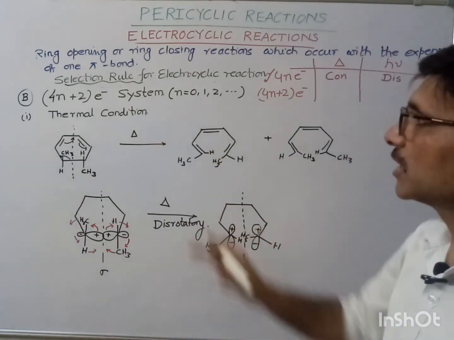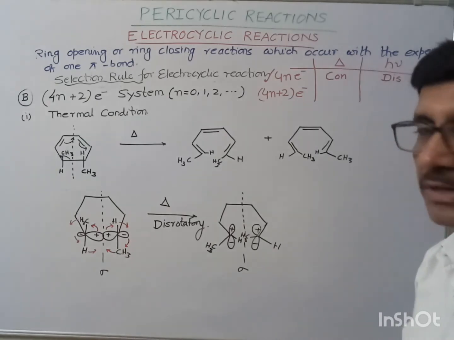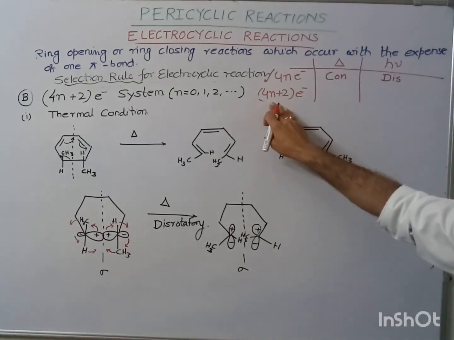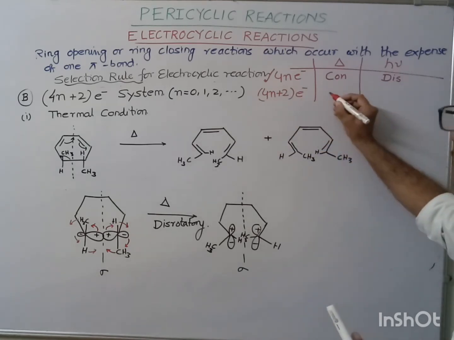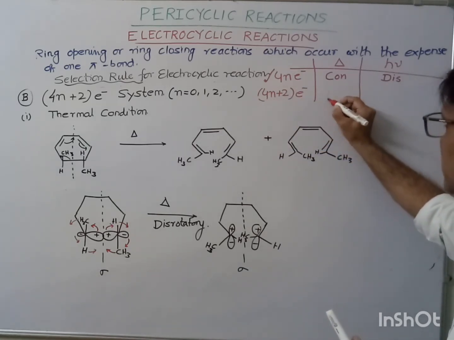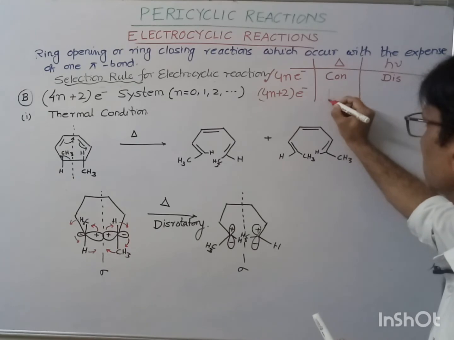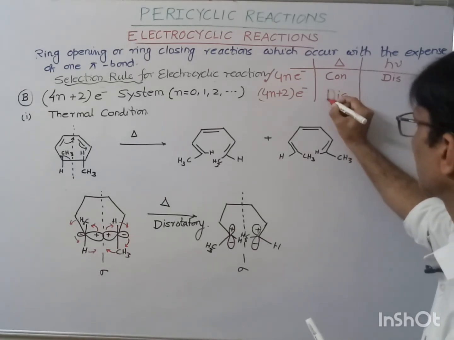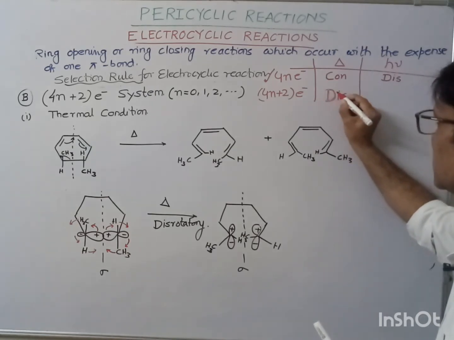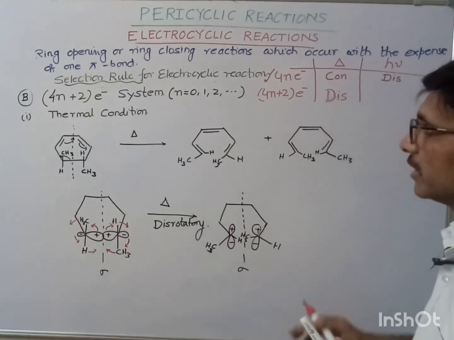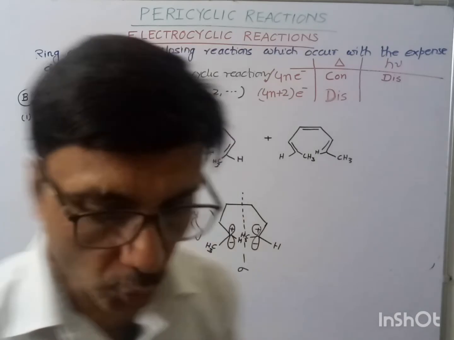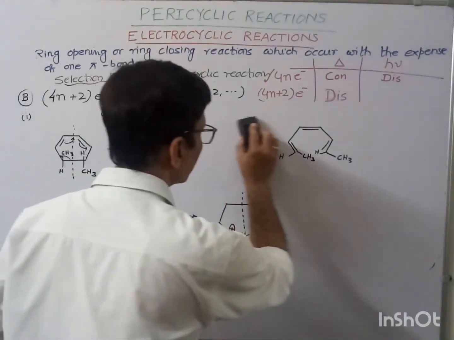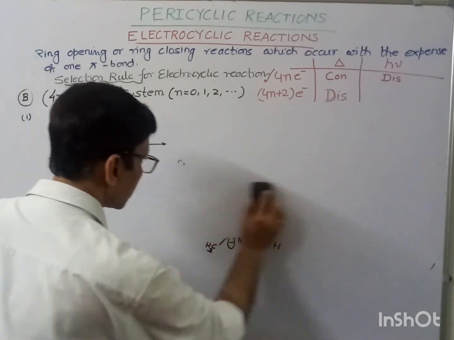So this is about the thermal condition. What have you seen in thermal condition? For a 4n+2 electron system under thermal condition, what kind of rotation of orbitals takes place? Disrotation of orbitals takes place under the thermal condition. Now let me explain the photochemical condition. What would be the product under photochemical condition?